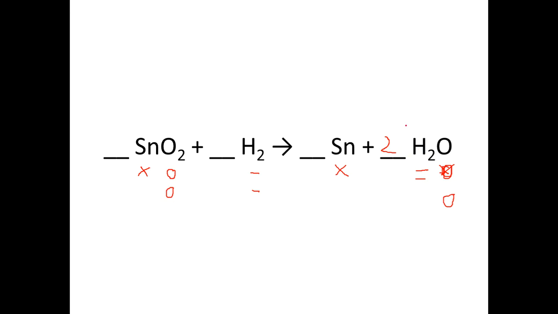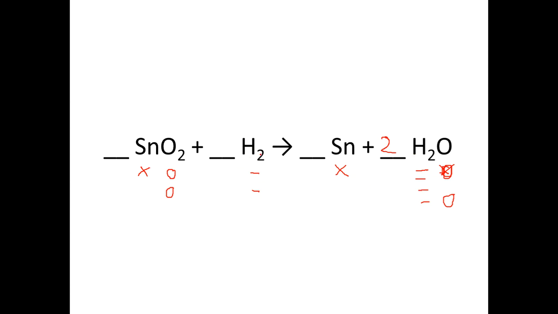Don't forget, coefficients apply to everything that follows it. So this 2 also applies to this hydrogen, giving me now 4 hydrogens. All right, so looking at this, now my oxygens are balanced. My tins are balanced, but by adding this 2 in front of the H2O, that gave me now 4 hydrogens on this side. So if I want there to be the same number of hydrogens here as there are here, then I'm going to need to change this in order to make it be equal.